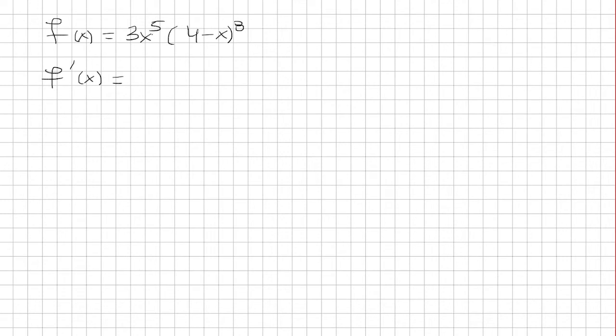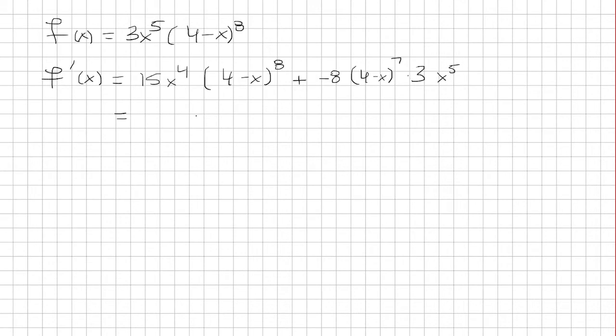We have to use a product rule. The derivative of 3x to the fifth is 15x to the fourth, and then times (4 minus x) to the eighth, plus the derivative of (4 minus x) to the eighth. You have to use a chain rule, so bring down the power, subtract 1, and then take the derivative of the inside, which is negative 1, times 3x to the fifth.